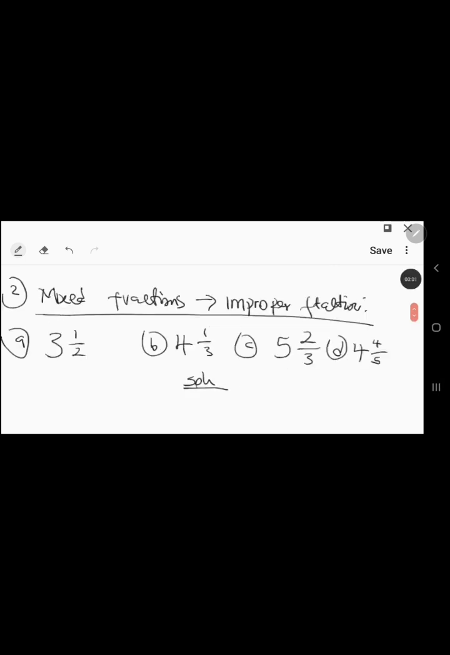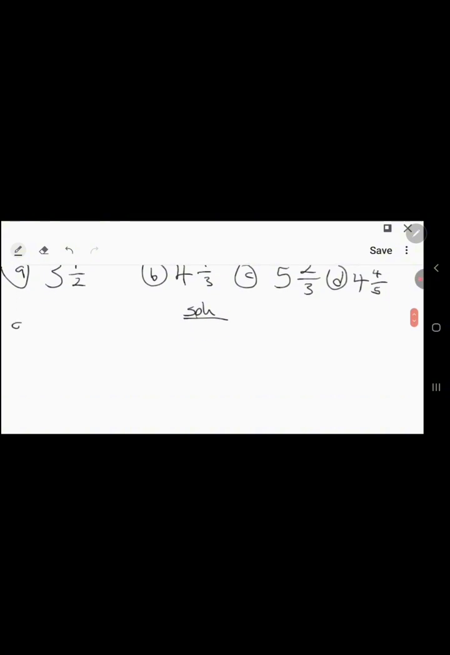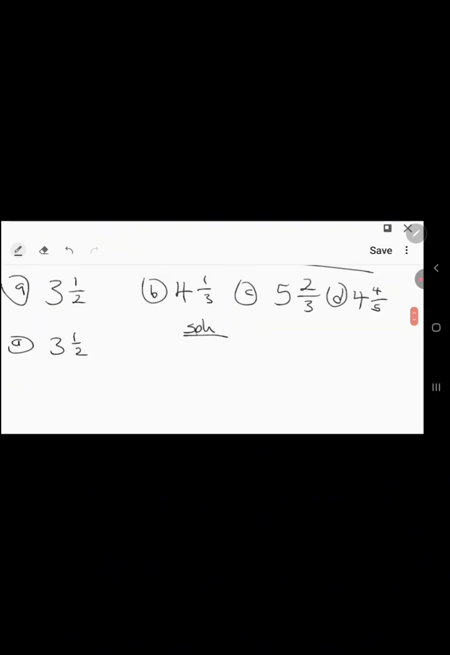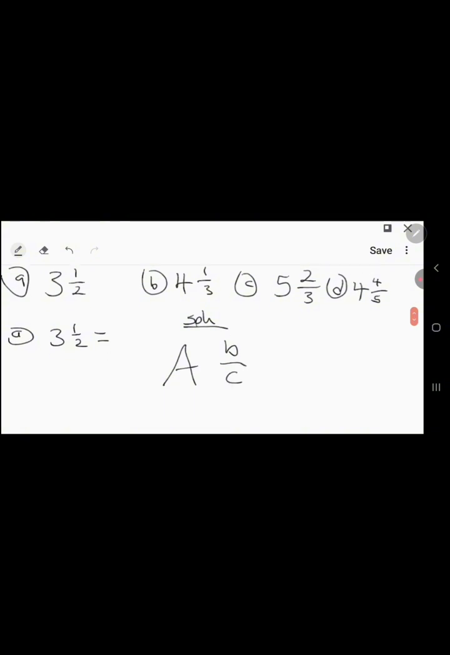Okay, now what if we are given a mixed fraction and we want to convert it to an improper fraction? This is how to do it. So A, you have 3 whole number 1 over 2, which you already see is a mixed fraction. Generally the numbers are in this format: let's say A, B over C. This is how a mixed fraction usually comes.